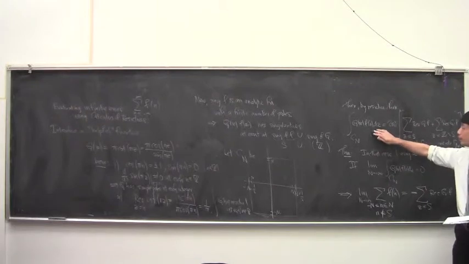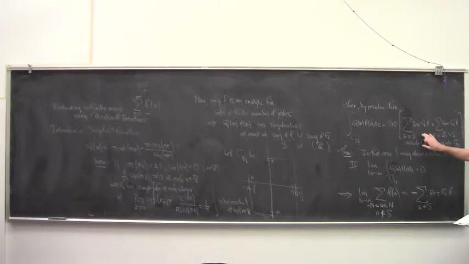If the limit of this is 0, then the limit of this thing, that's the left-hand side, would be the negative of the sum of the residues of GF at the singularities of F. Okay. Any questions at this point?